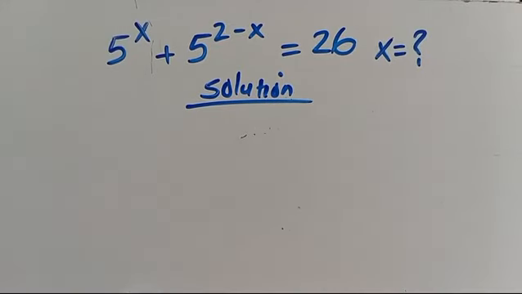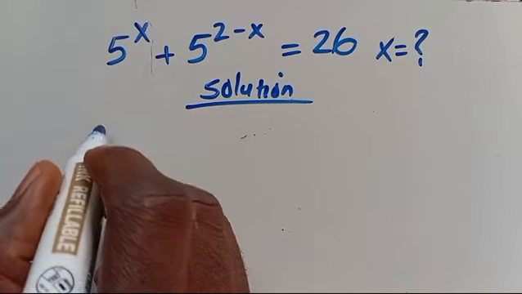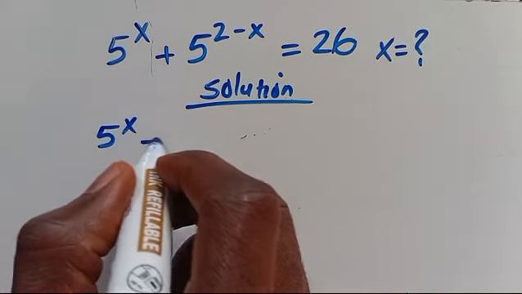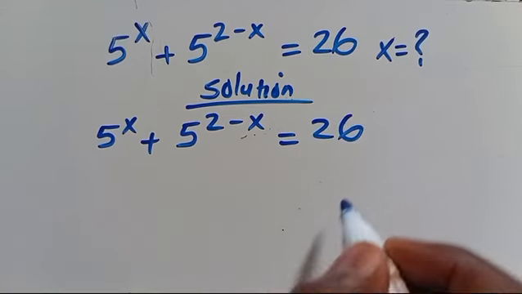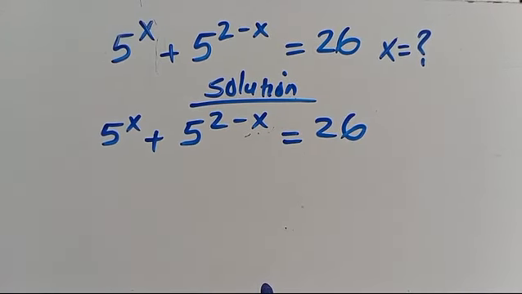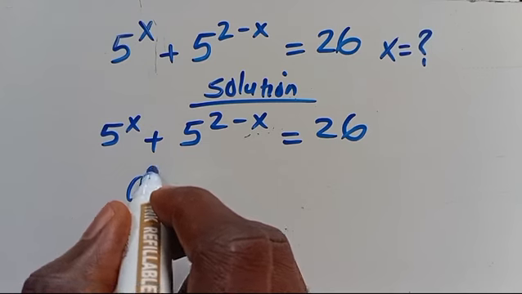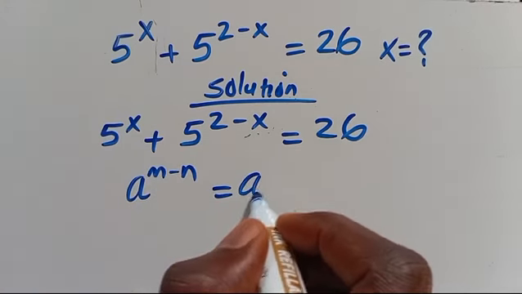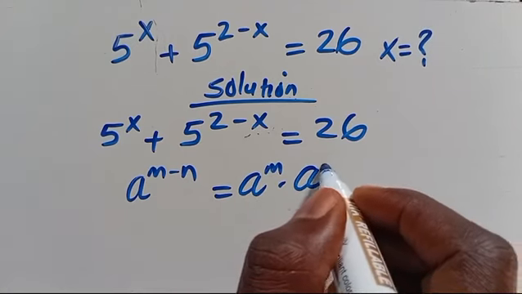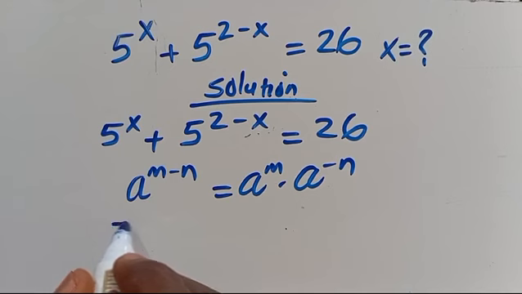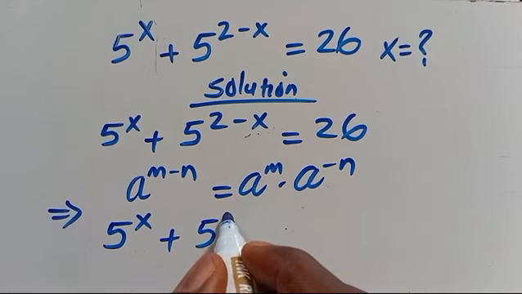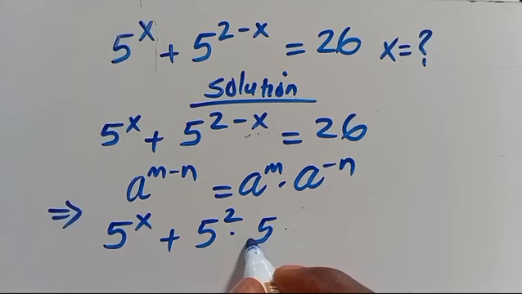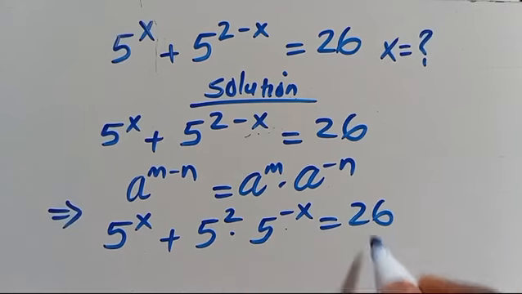From here, let's recall that we have 5 to the power of x plus 5 to the power of 2 minus x equals 26. Then let us recall that when we have a to the power of m minus n, it equals a to the power of m times a to the power of minus n. So we have 5 to the power of x plus 5 to the power of 2 times 5 to the power of minus x equals 26.